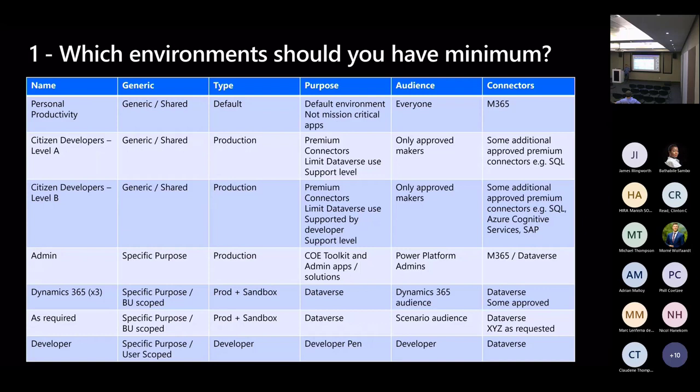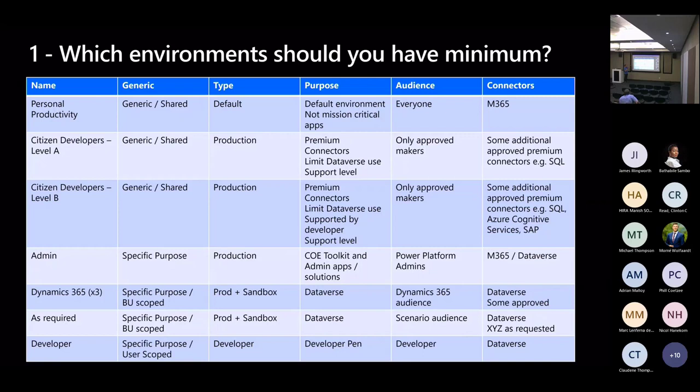Now, throw stones at this, please, because this is absolutely not right. It might be right for one organization, but not another organization. But this is something that you want to consider. So what it's basically saying is, what environment should I start with? So I've got personal productivity. You all happy with that one? Okay. Only M365 connectors. The audience is everyone. We want to promote people to go and build stuff in them. Okay. We want to support them. Go forth and conquer users.